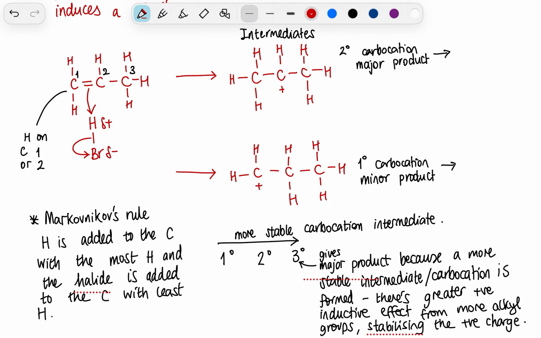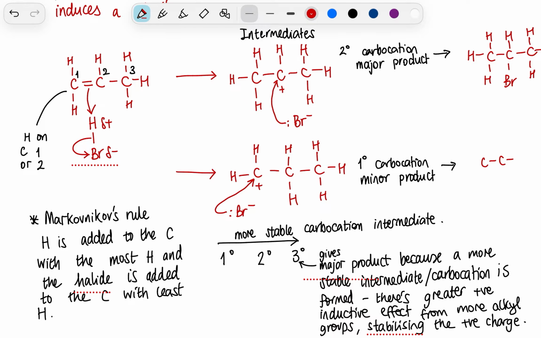Looking at the next step now, we have Br minus with a lone pair, and same again, the arrow goes from the electron rich to the electron poor area. Same down here, we'll have Br minus with a lone pair, arrow goes from the electron rich to the electron poor area. So your final compounds will be, we've gone from propene to our major product being 2-bromopropane, and our minor product being 1-bromopropane.